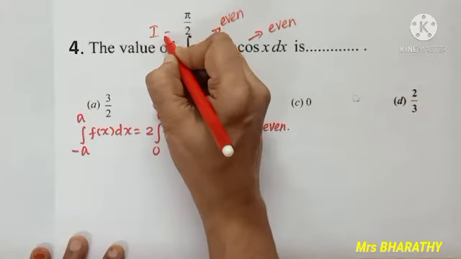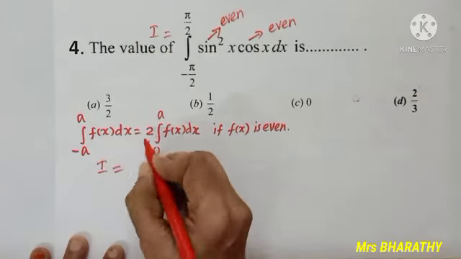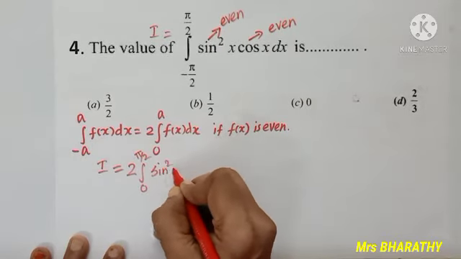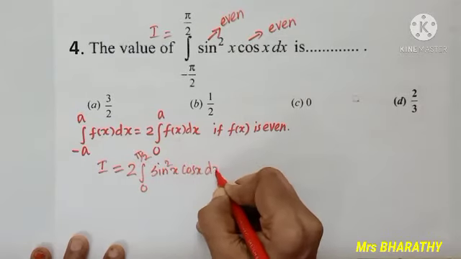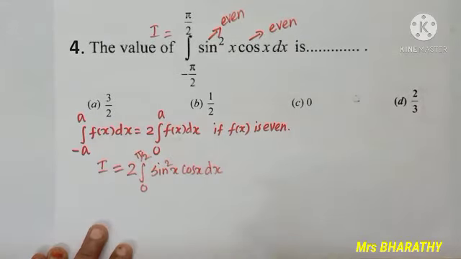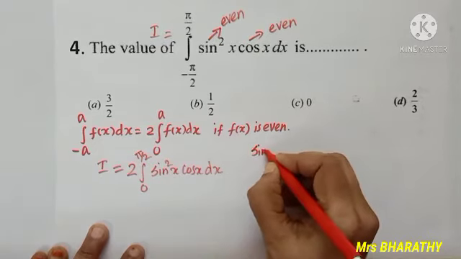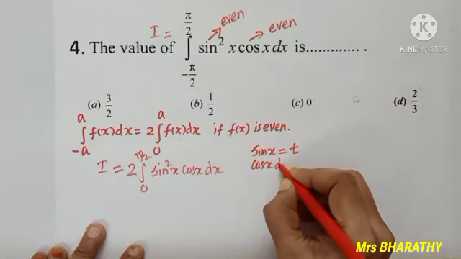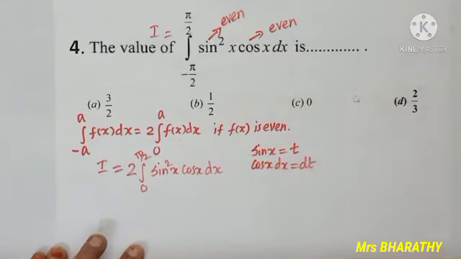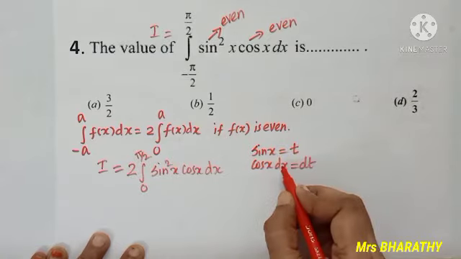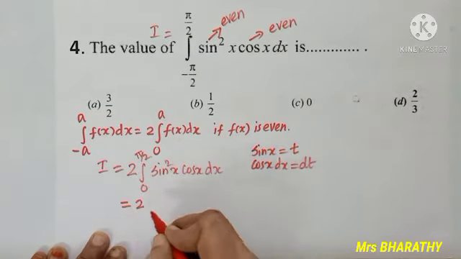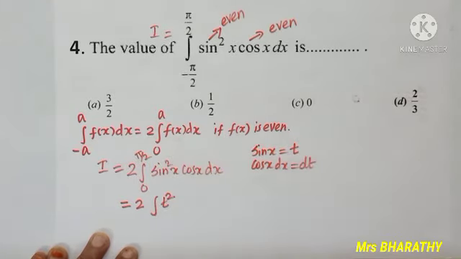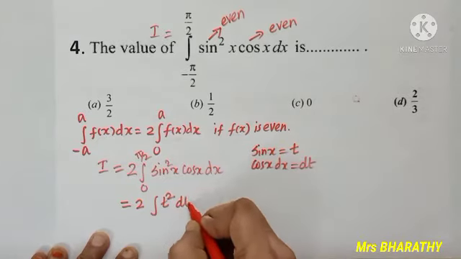So if I call I equals 2 times integral 0 to pi by 2 sine square x cos x dx. If I consider sin x to be some substitution t, differentiating, cos x dx is dt. I apply it here, it is 2 times integral sine square, that is t square, cos x dx, that is dt.